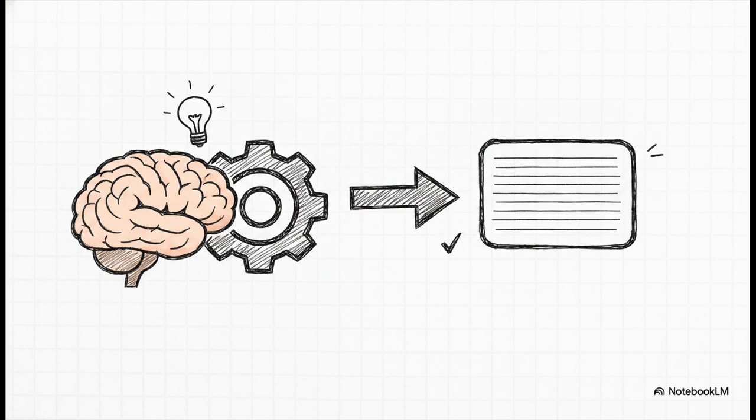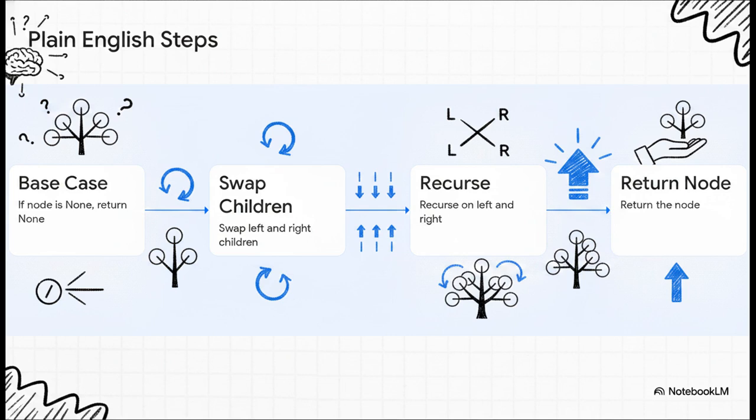Now that we've derived the algorithm through rigorous tracing, instead of just jumping straight to the keyboard, writing the actual code is going to be incredibly straightforward. We've done all the heavy lifting. The syntax is just the final translation. Here's the plain English version of the algorithm we just traced. Step 1, check the base case. If the node is none, return none. Step 2, swap the left and right children of the current node. Step 3, recurse on the left, then recurse on the right. Step 4, return the node. It's clean, it's highly logical, and it covers absolutely every single edge case.